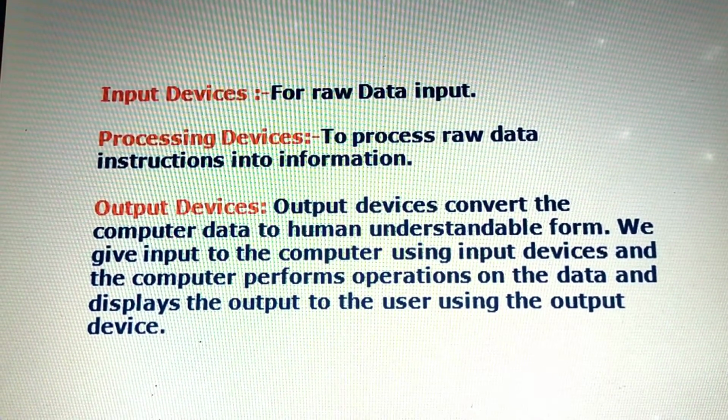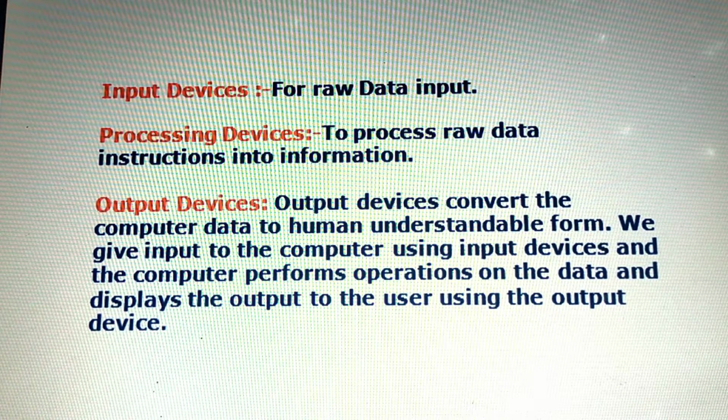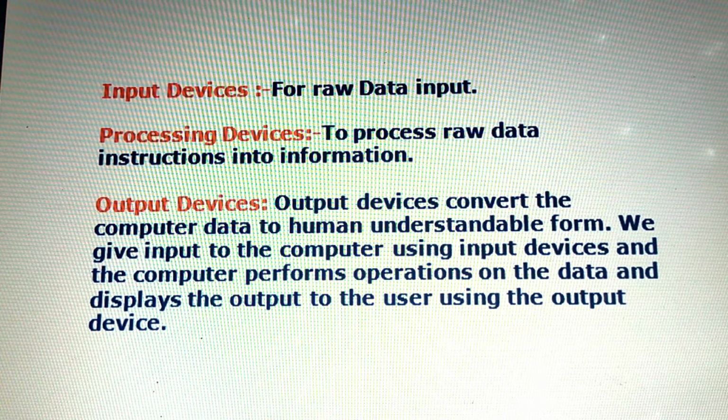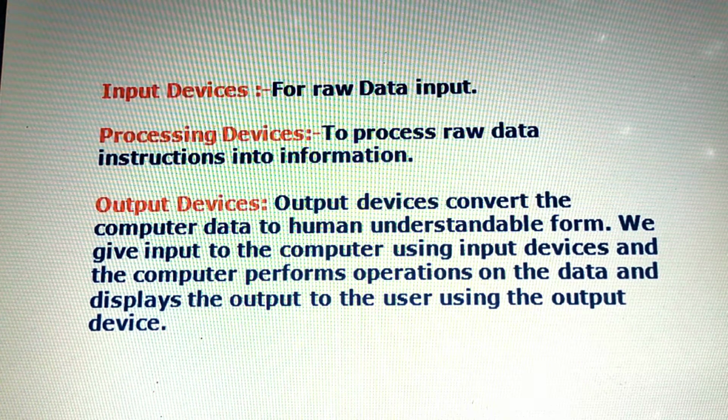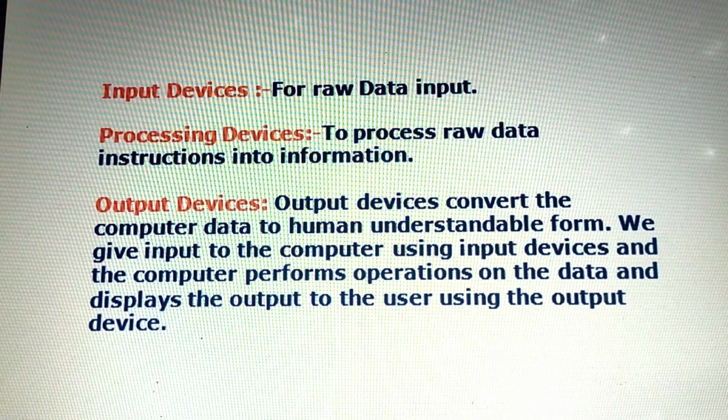Input devices are for raw data input. What is raw data? Raw data is data that is collected and stored but not yet processed. For example, many sites collect data about each person who visits. The information they collect is raw until it is processed and sorted to make it easier for the web designer to understand.